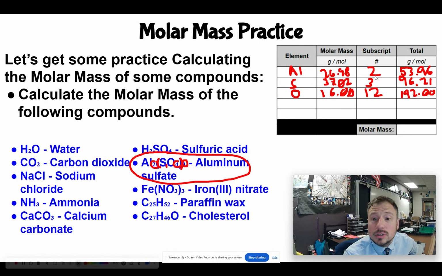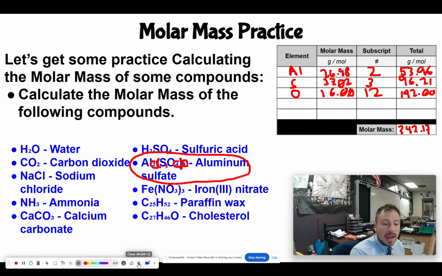All right, now to find the molar mass of this molecule, I just add all 3 of these together, and that's going to come out to 342.17 grams per mole. Now, if you can do this one, you can do the rest of them, because this is the trickier one with the parentheses here. So there are plenty other ones that you can use to get practice doing this.